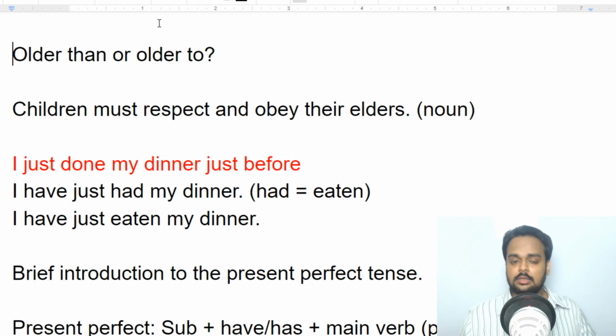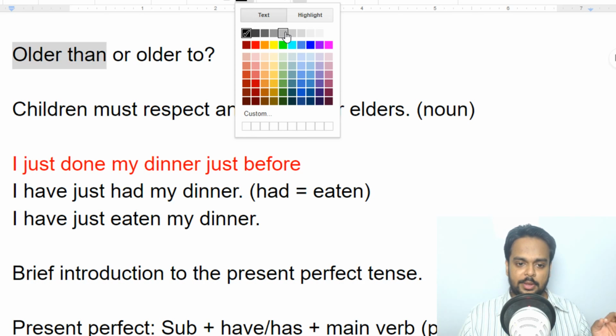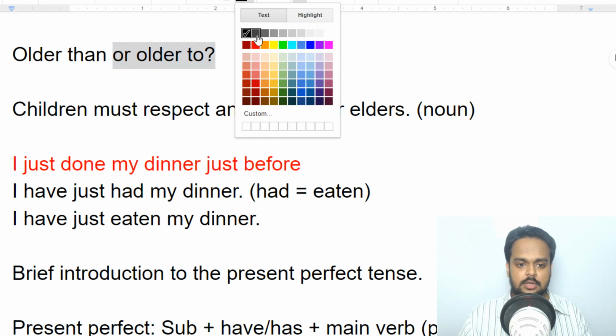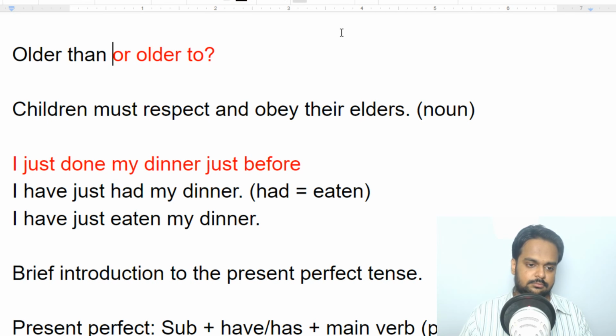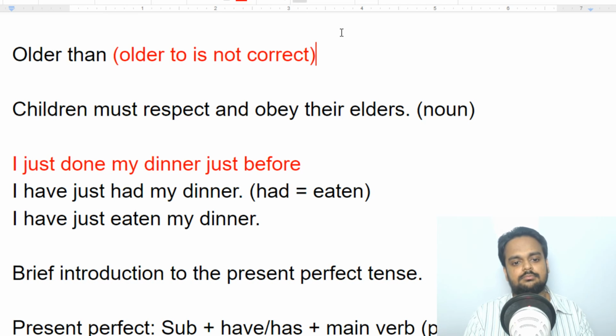The word old is an adjective. So older is a comparative form of an adjective. So with older or any comparative, prettier, bigger, smaller, etc., you must always use than. So older to is not correct. Older than is correct. Older than, younger than, and so on.